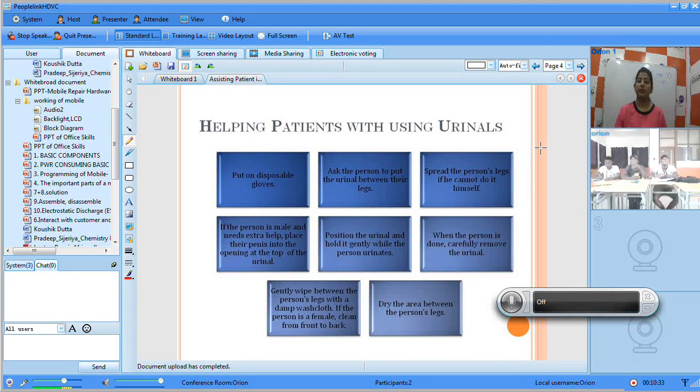Now, helping the patient while using urinals. This part shall be told in detail by Mr. Kumud, our trainer.